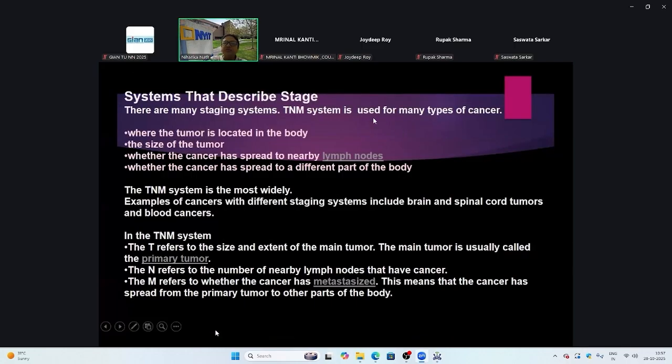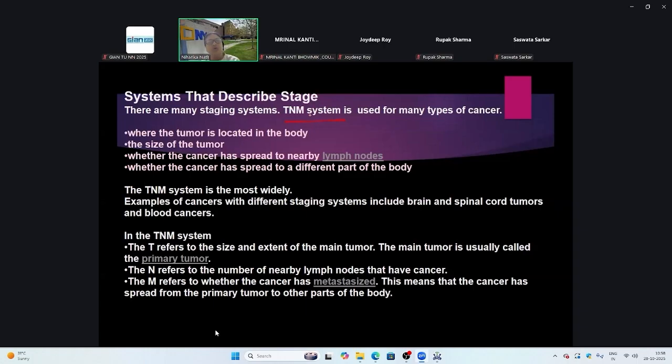Now that we've come this far, there are staging systems, systems that describe the stage of the tumor. Let's say now that the tumor has grown bigger and has invaded tissues. So we have to stage them. Is it stage one, two, three, four, as you have heard of? And how is that done? That staging is done by the TNM system. The TNM system is used for staging this.